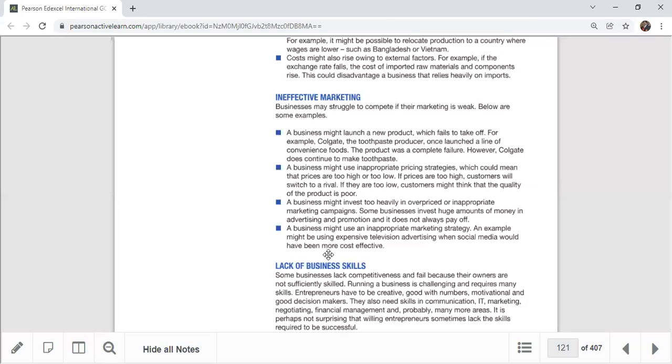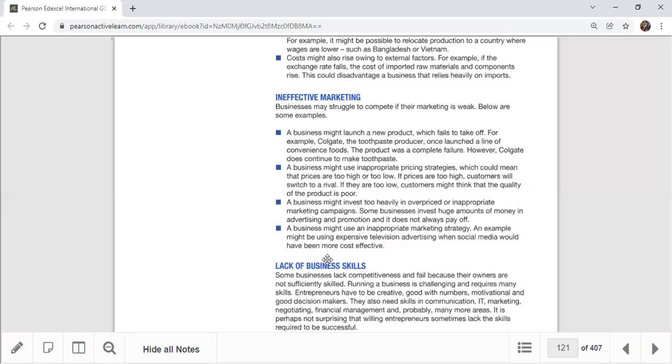And a business might use an inappropriate marketing strategy. An example might be using expensive television advertising when social media would have been more cost effective. People still use expensive television without using social media. As a result, the marketing strategy of a business organization has to be chosen very carefully.